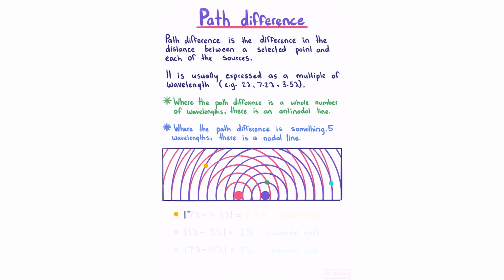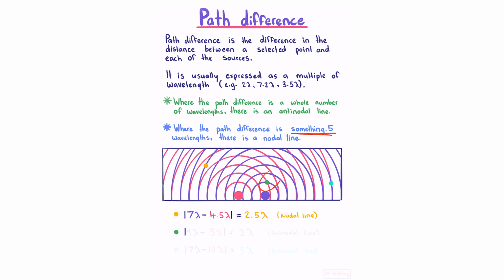For our yellow point over here, if we count the wavelengths from our purple source, we have 1, 2, 3, 4, 5, 6, 7. And from our pink source, we have 1, 2, 3, 4 and a half. 7 wavelengths minus 4.5 wavelengths gives us 2.5 wavelengths. Because the path difference is something 0.5, that means we have a nodal line. And we can furthermore see that because here we have the peak of a purple wave, and we're halfway in between the peaks of our pink wave, meaning that we're at a trough for the pink wave.